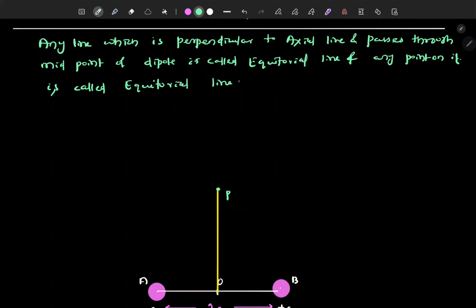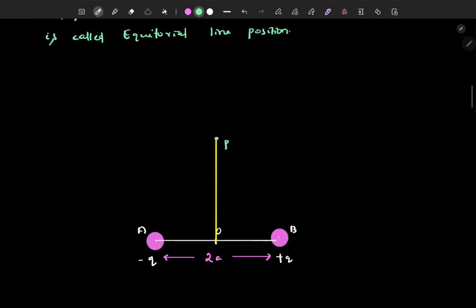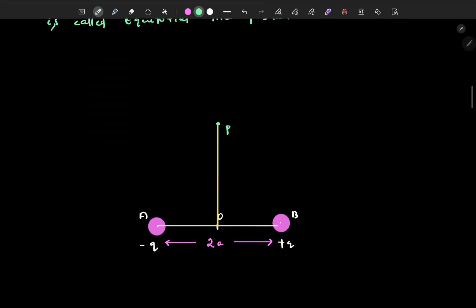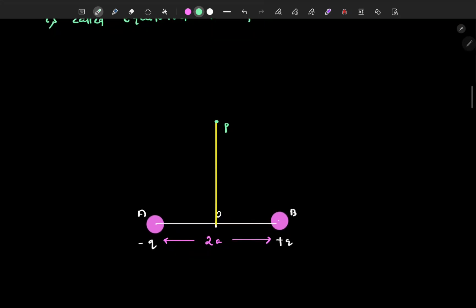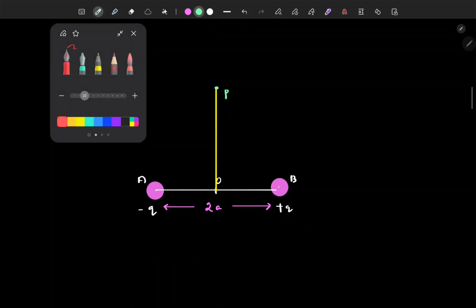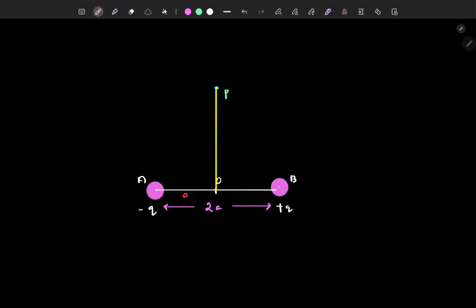It's called equatorial line position. Okay, this is the meaning of equatorial line position. So now see how to calculate the intensity at this point. From this figure, same thing, this is O to A. O to A is your A.